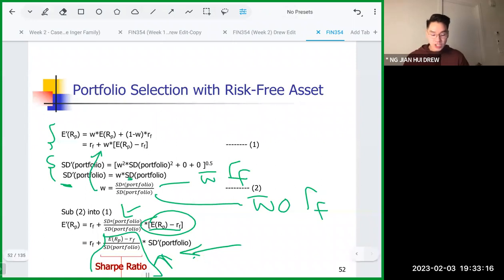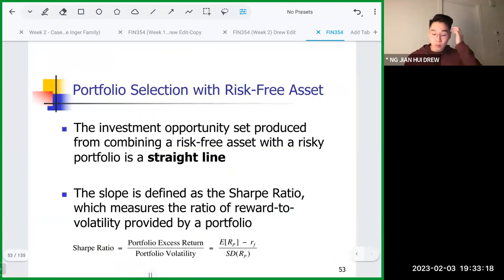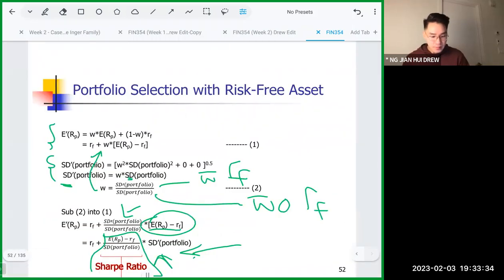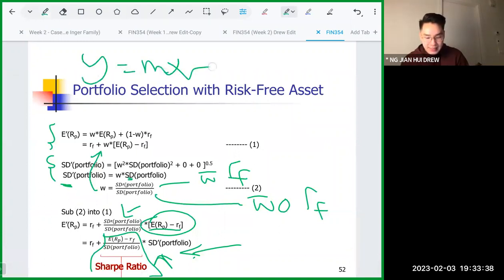Okay, so we talk about the Sharpe ratio here, which is the risk and reward ratio. This might be a concept that has been skipped by a professor teaching the financial management mod, but usually I don't skip it because I feel it's important. What do you notice here? Do you notice something? Y equals mx plus c. Can anyone remember what is y equals mx plus c? What's this equation of a line?